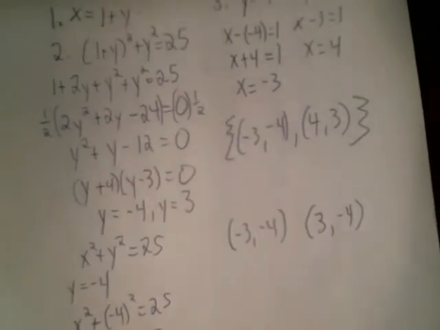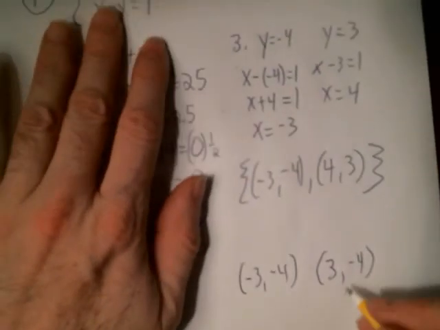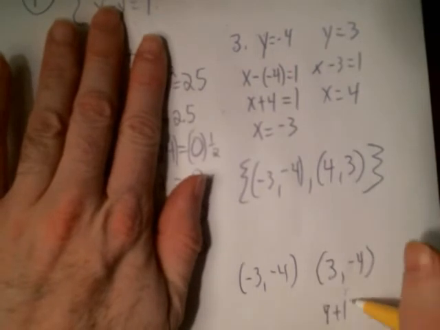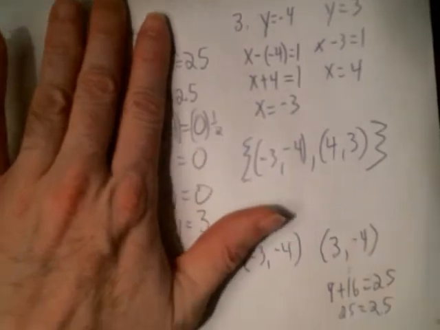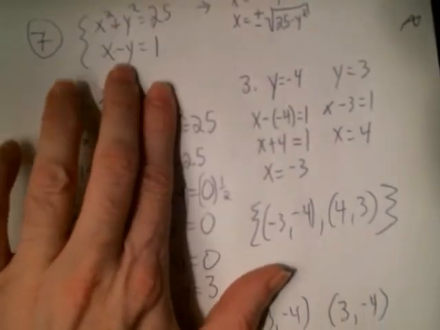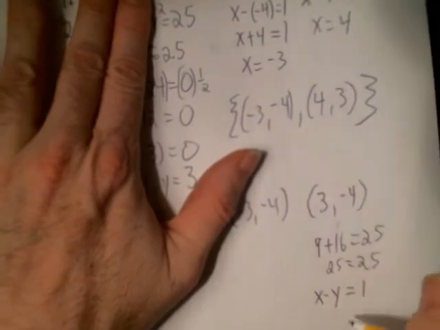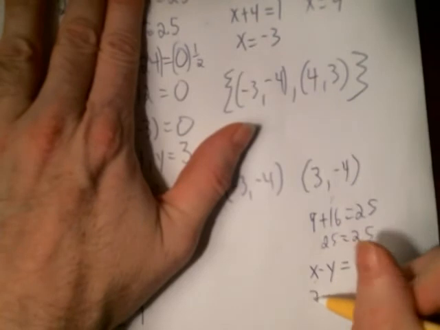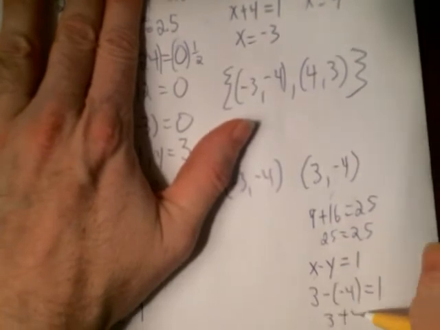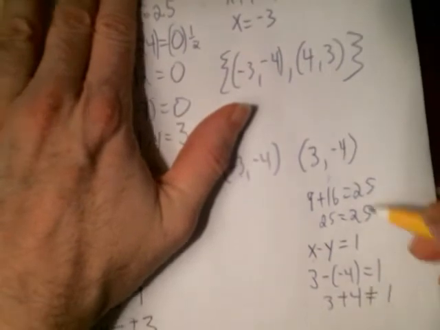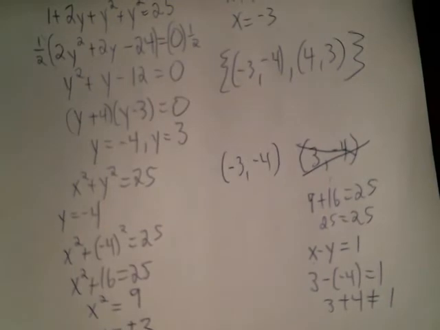If we plug this into each equation, it'll work in the first one. So 9 plus 16 is 25. That's going to be a true statement. 25 is 25. So if I plugged it into there, it worked. But if I plug it into the x minus y is 1, it's not going to work. So you'll have 3 minus -4 is 1, and then 3 plus 4 is not 1. So you would be able to throw out this solution as not valid.